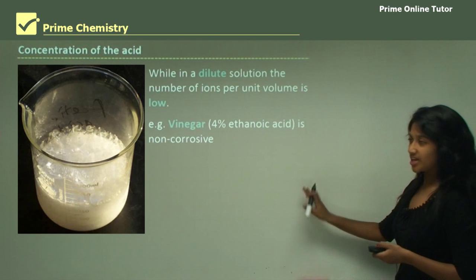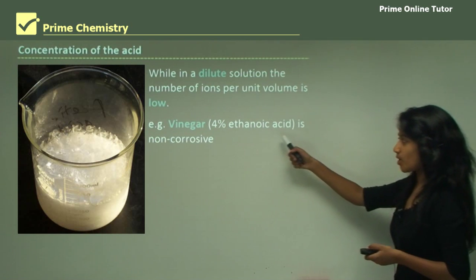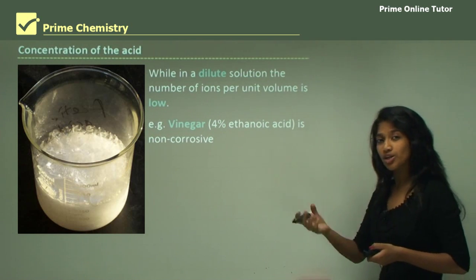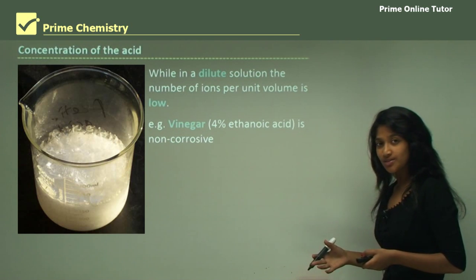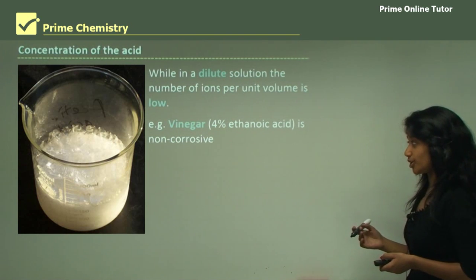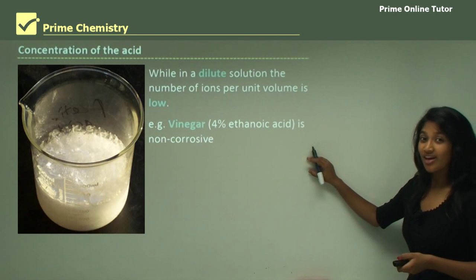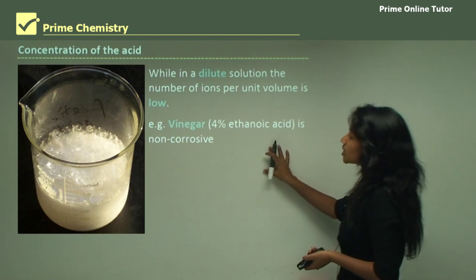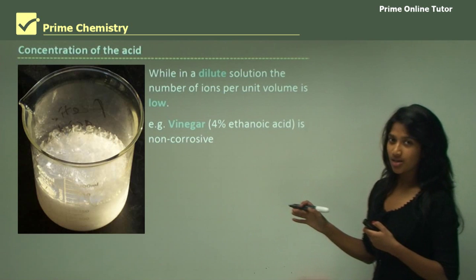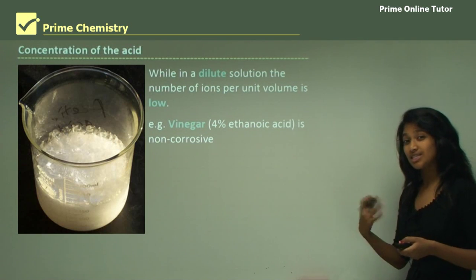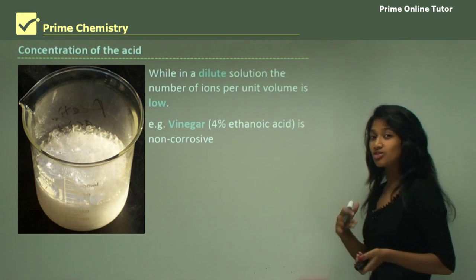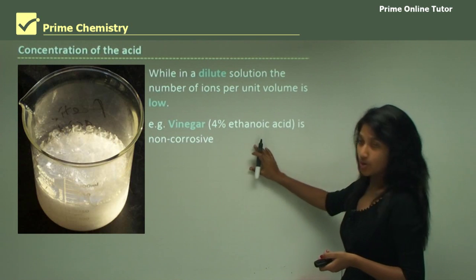So for example, vinegar has only 4% ethanoic acid. That means only 4 molecules from 100 molecules are acetic acid molecules. So it's not corrosive and it's used for food. So clearly you can see the difference. One is corrosive because it's concentrated, while the other is not corrosive because it's dilute.